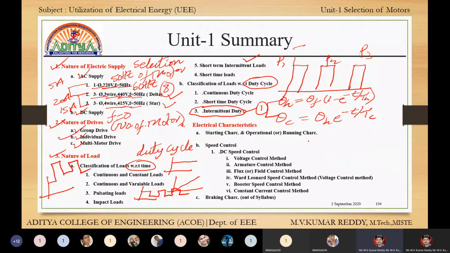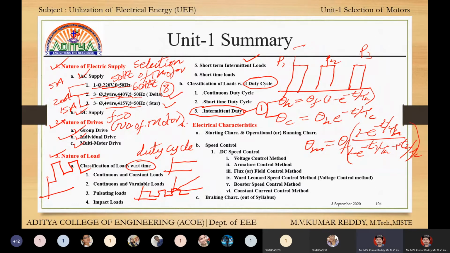Motor heating equation: theta m is equal to theta f into 1 minus e power minus T by tau h, divided by 1 minus e power minus T1 by tau h plus T2 by tau C. This is the final equation for an intermittent duty cycle.